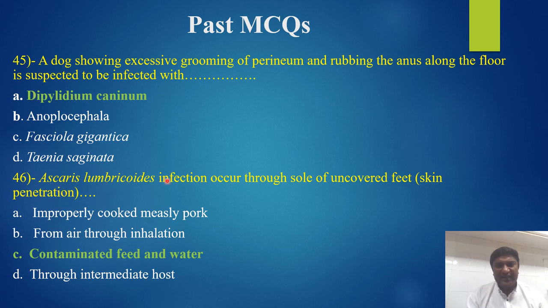Ascaris lumbricoides infection occurs through dash. Sole of uncovered feet, skin penetration, improperly cooked measly pork, from air through inhalation, contaminated feed and water, through intermediate host. The best answer is the contaminated feed and water.